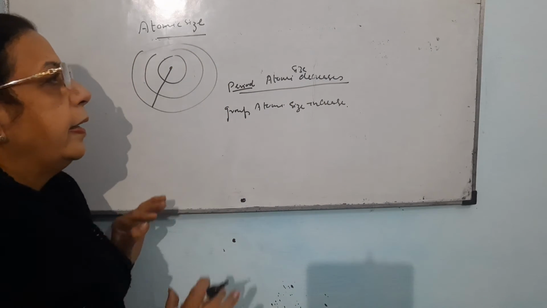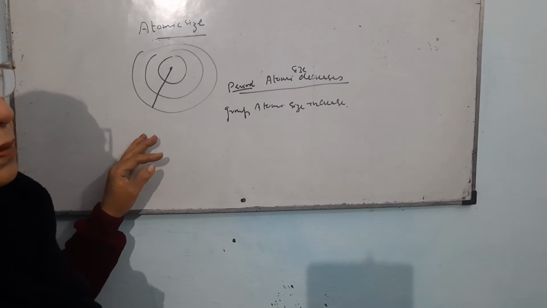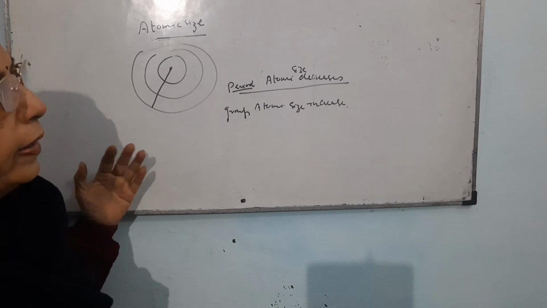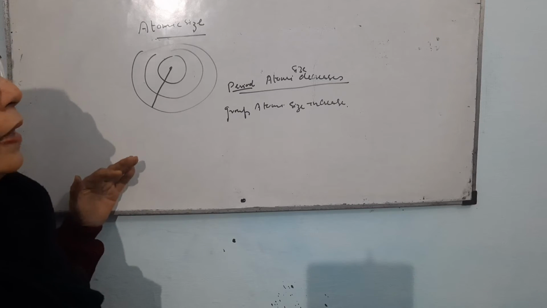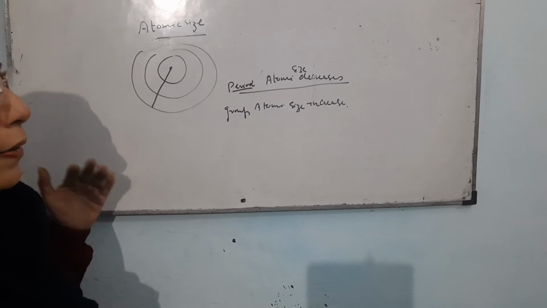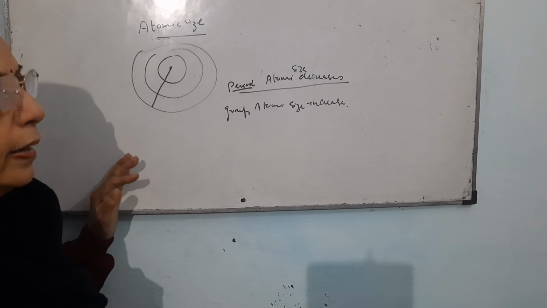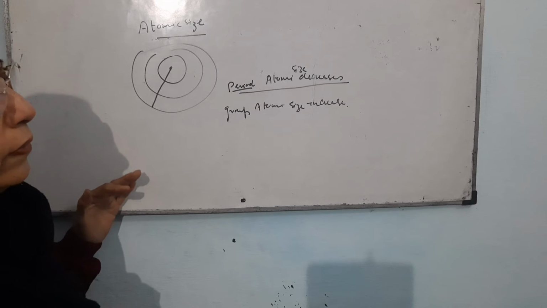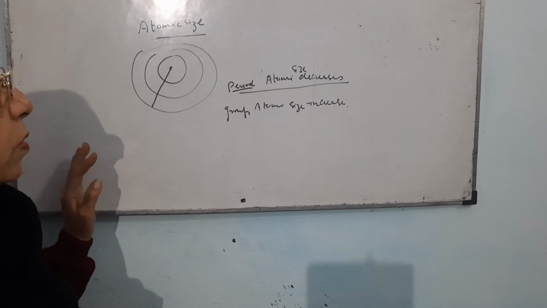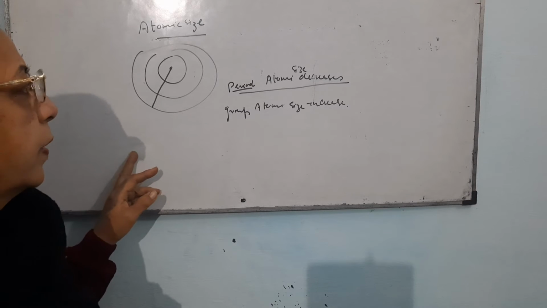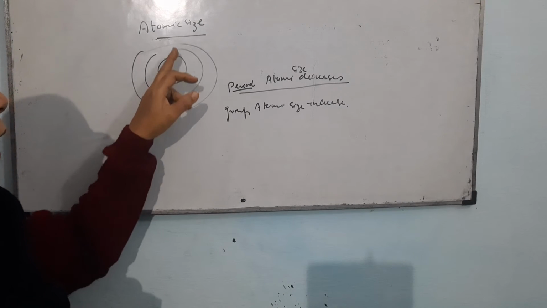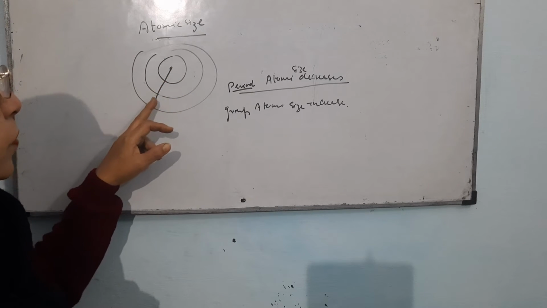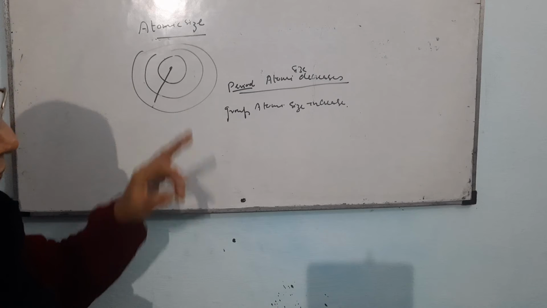It is very difficult to measure atomic size. It is measured in different manners. There are different types of atomic radii, but that is not in our syllabus. Like we have van der Waals radii, covalent radii, ionic radii, and metallic radii, but that is not in our syllabus. So we only discuss here that atomic size is the distance from the center of the nucleus to the outermost shell.